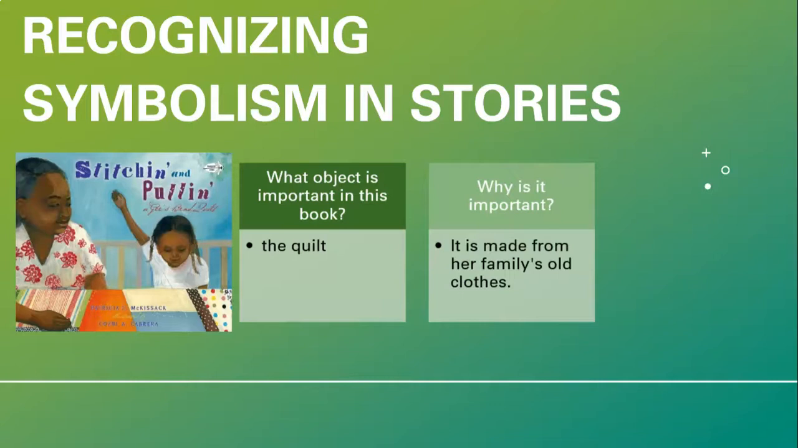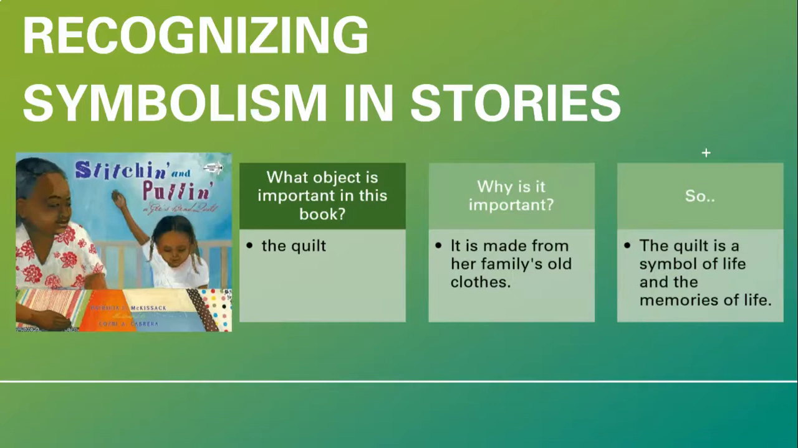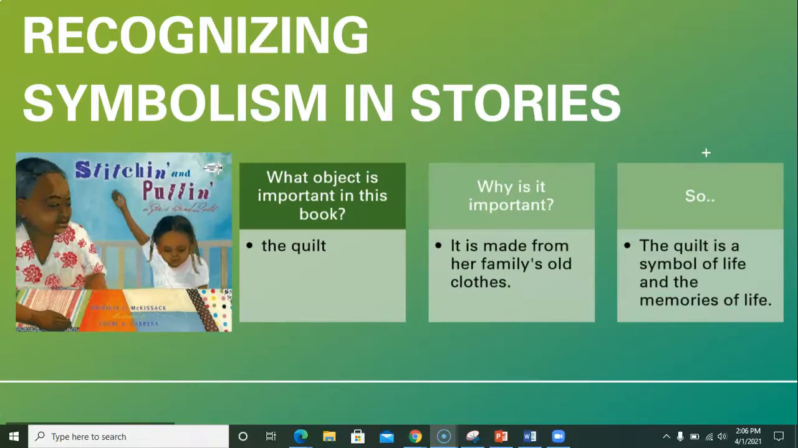Right? So I can ask what's important based on what I've read. The quilt is important. It's important because of some of those things we just discussed. So I can sum that up in saying the quilt is a symbol of life and the memories of that life. What a wonderful thing to start to learn to recognize, because it helps us understand the story better. Right? And with that, we're going to go to some real talk with Remedies.